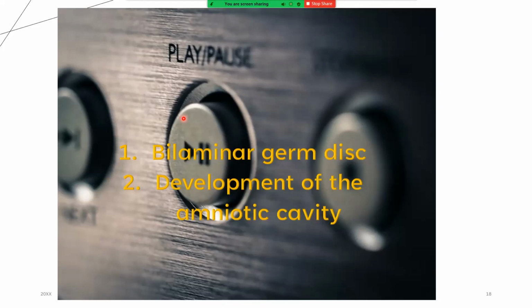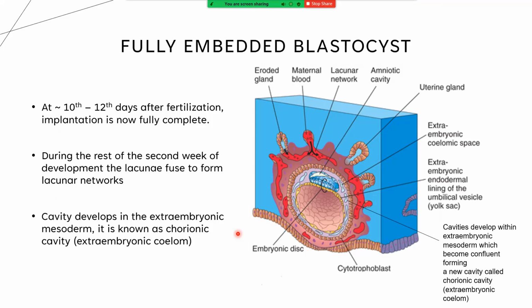By this time, you already learned what the bilaminal disc is, how the development of the amniotic cavity happens, and the primary yolk sac.